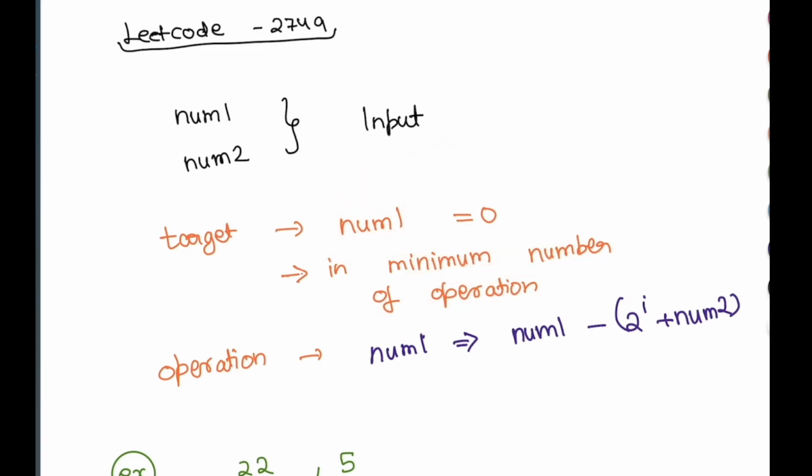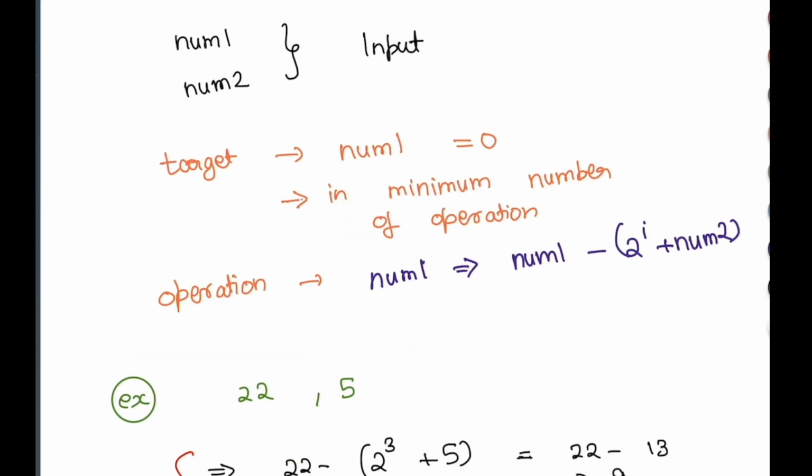Now what is that operation which we can perform? Every time we perform an operation, num1 will be equal to the current value of num1 minus (2 to the power i plus num2). Now this num2 is given in the input and this i has a range: it will be within the range of 0 to 60. So basically you have to perform this particular operation, and your target will be to make num1 equal to 0.